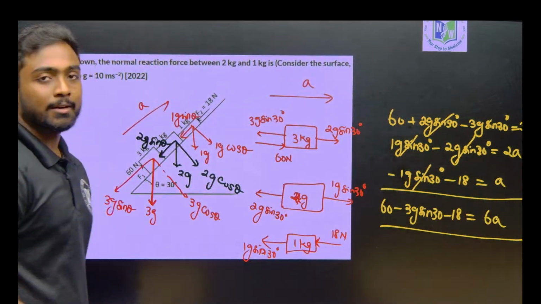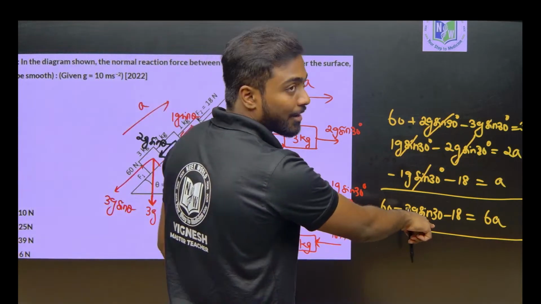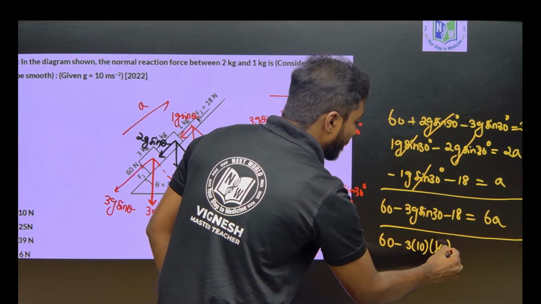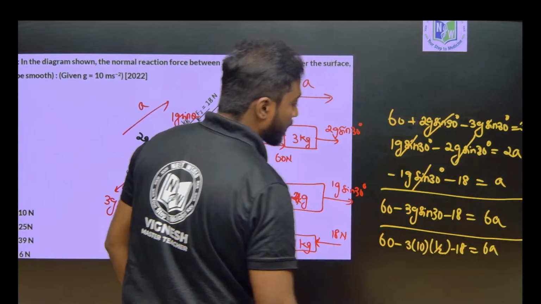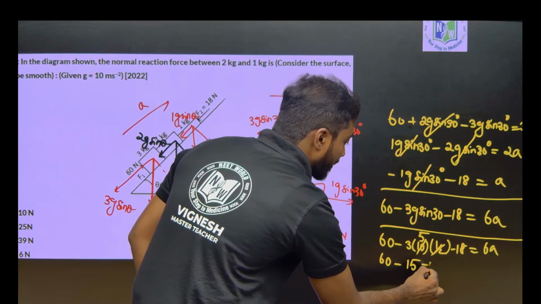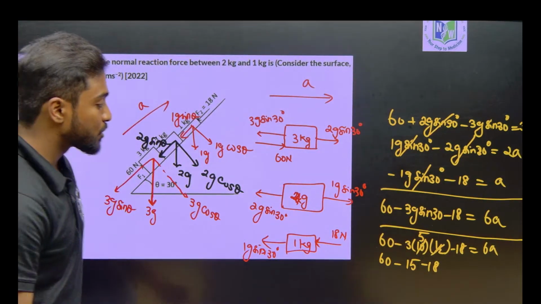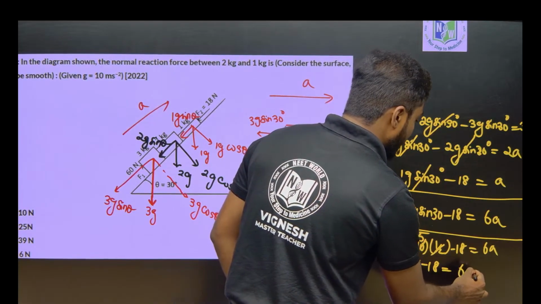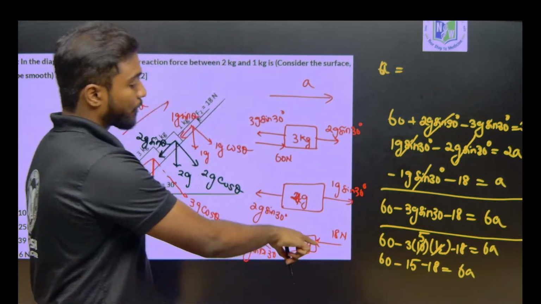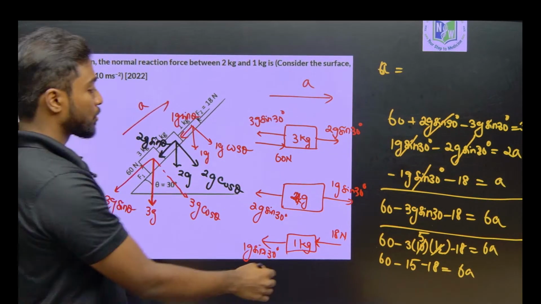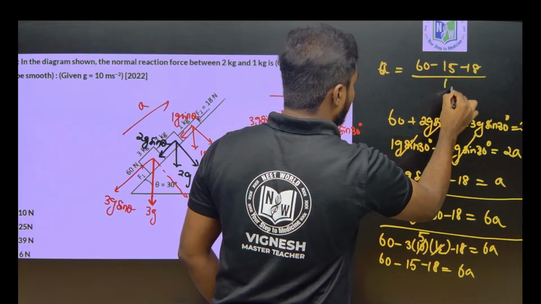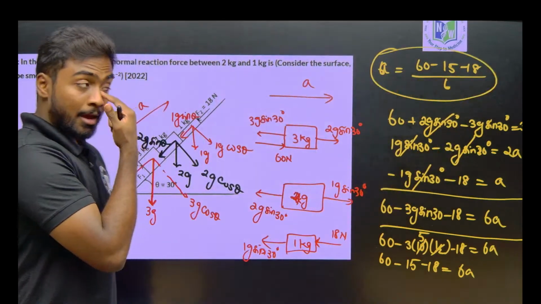This is my equation, guys. Now we know the value of g, and what is the value of sine 30? 60 minus 3 into 10 into 1 by 2 minus 18 should be equal to 6a. So 60 minus 15 minus 18 is equal to 6a. So what about a? a will be equal to (60 minus 15 minus 18) by 6. I will get the value of a here, right?